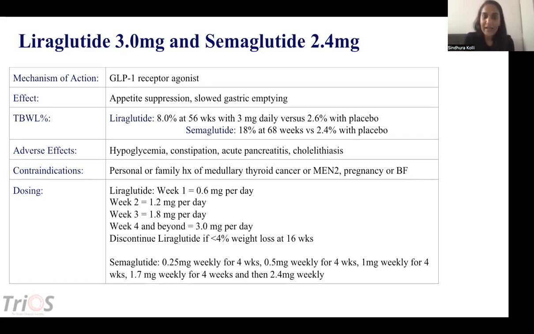So with semaglutide, we're going to start off again at almost a placebo dose just to see if they're able to tolerate the side effects, which is going to be 0.25 milligram weekly for the first 4 weeks. Then we're able to increase it to 0.5 milligrams once weekly for 4 weeks, then 1 milligram, and then 1.7 milligrams weekly for 4 weeks, and then 2.4 milligrams weekly.